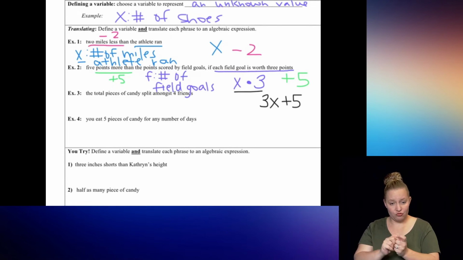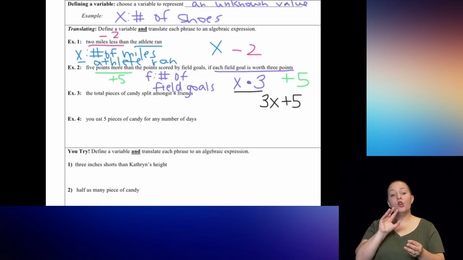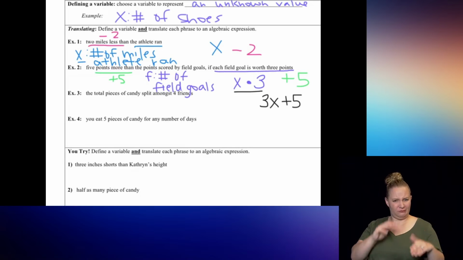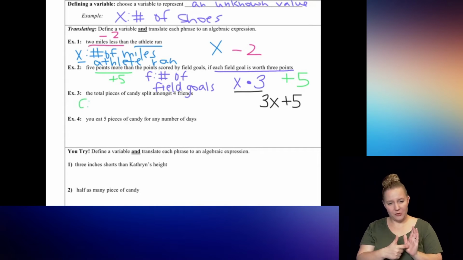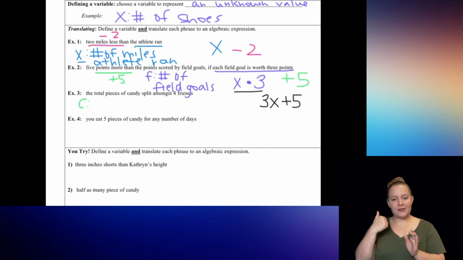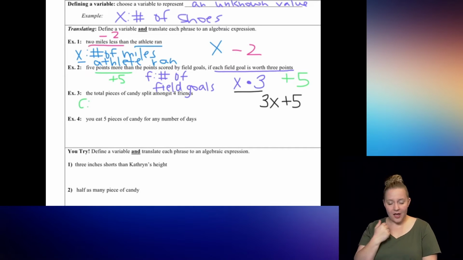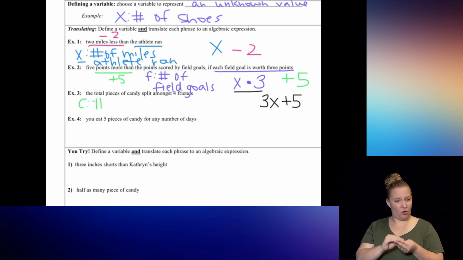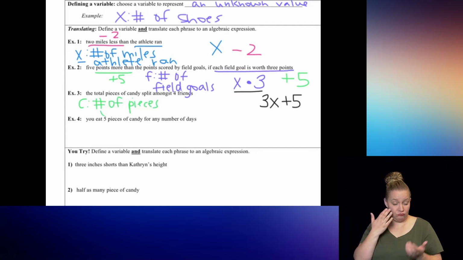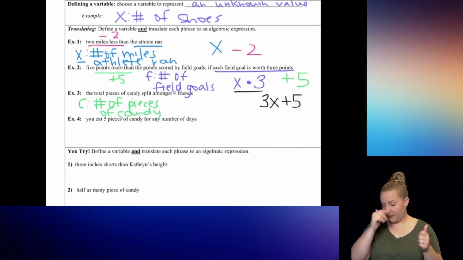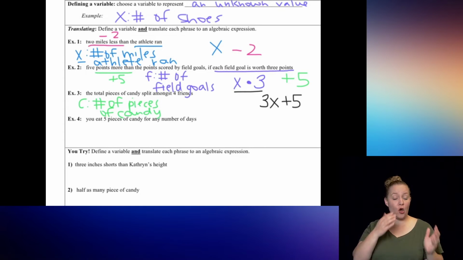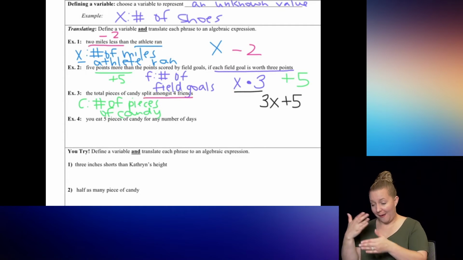All right, example 3, the total pieces of candy split amongst 4 friends. So we got to figure out what our unknown is. I know that, again, let's just mix up our variables. So C is represented by, the reason I picked C is candy, because I don't know the total pieces of candy that we have. So we don't have the number of pieces of candy. Total candy, however you want to write it, but I don't know how much candy we started with.